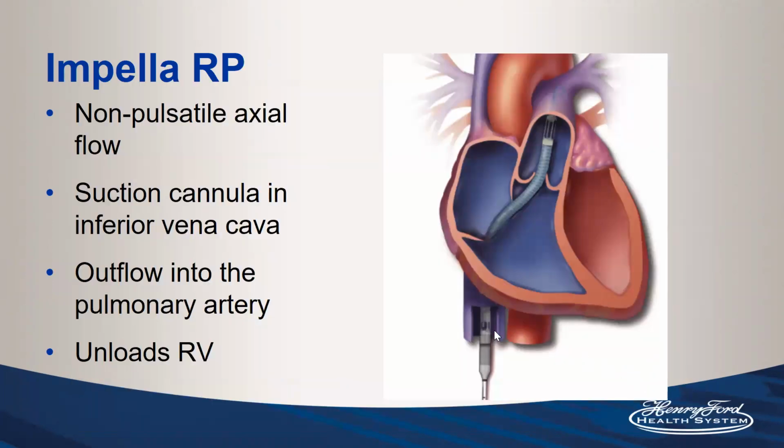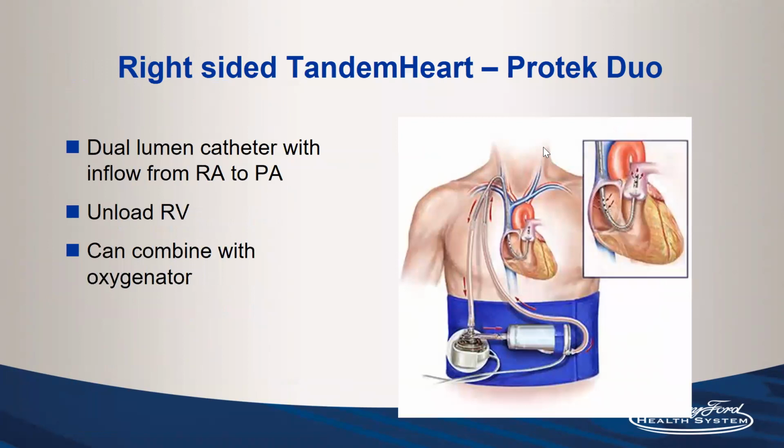Talked about the right-sided Impella already. So this is kind of the difference in the curve. Blood's being pulled from the IVC into the pulmonary artery. Protect Duo, it's the TandemHeart right-sided. It can be hooked up to an oxygenator. You guys know about the Protect Duo, the dual cannula, right?